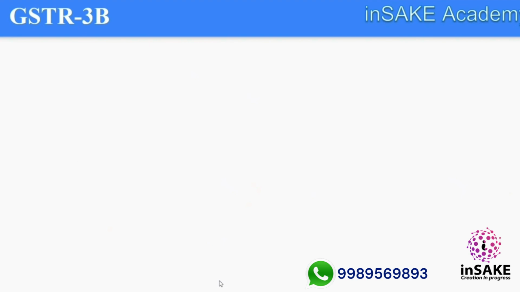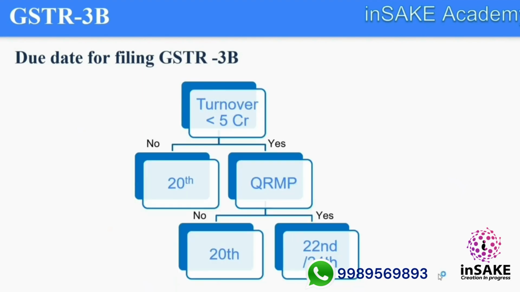Next will be the due date for the filing of the GSTR 3B. It depends on the turnover of the taxable person, the previous year turnover, whether it is less than 5 crores or more. If it is more than 5 crores, they have to file on the 20th of the following month.